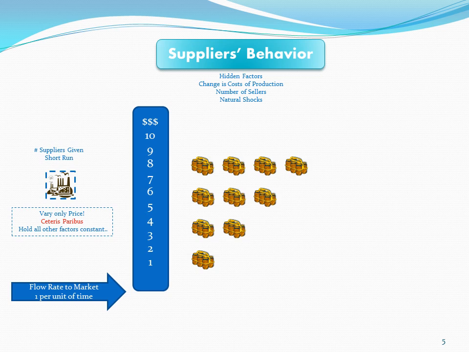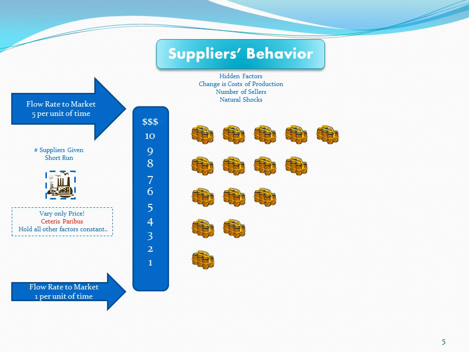As the price rises, there's a tendency for firms to increase their rates of production and their drawdowns of inventory to increase the rate of flow into the market. So here I've shown the simple situation of 5 units flowing in per unit of time at $10. So there tends to be a positive relationship between price and the rate of flow into the market. That is, there tends to be a positive relationship between the price and the rate of production and the drawdown of inventories flowing into the market.